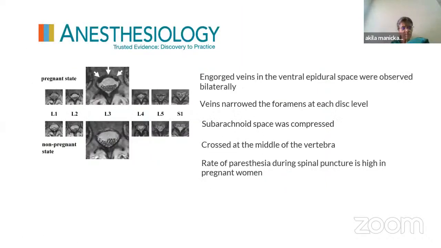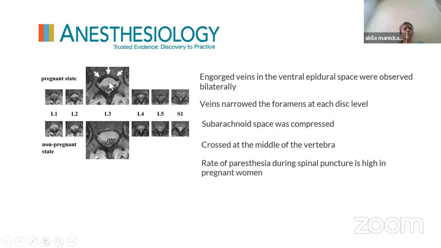And this is a study where they have done MRI of parturients, where the vertebral venous plexus were studied. What they found was, when you look at these white arrows, these are the vertebral venous plexus. When you look at these venous plexus, they are engorged veins in the ventral epidural space, and they are present bilaterally on both sides. And these veins were compressing the subarachnoid space. This compression of the subarachnoid space was observed more at the lower levels of space, for example, L4 and L5, than at L1 and L2. And they often crossed at the middle of the vertebra, and the veins narrowed the foramens at each level.